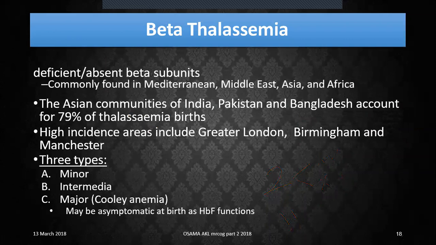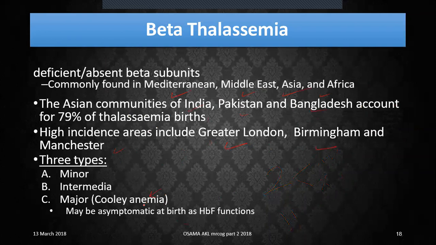This beta thalassemia is common in the Mediterranean, Middle East, Asia, and Africa. Also India, Pakistan, Bangladesh. And in Britain, there is Greater London, Birmingham, and Manchester. These are the highest areas with prevalence of beta thalassemia. As we said, we have 3 forms, either minor, major, and intermediate. We call major beta thalassemia Cooley's anemia.